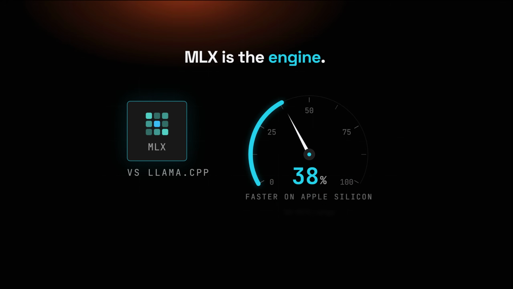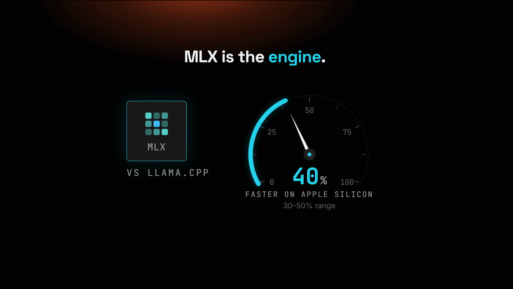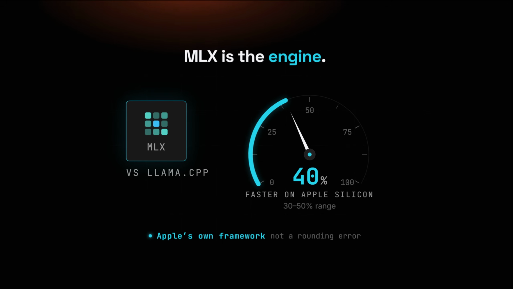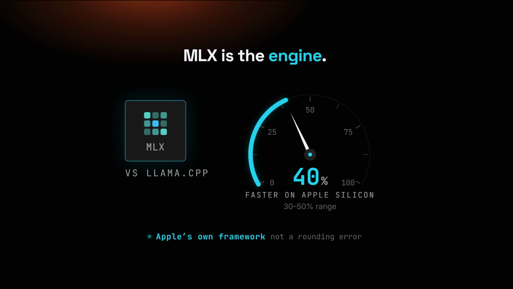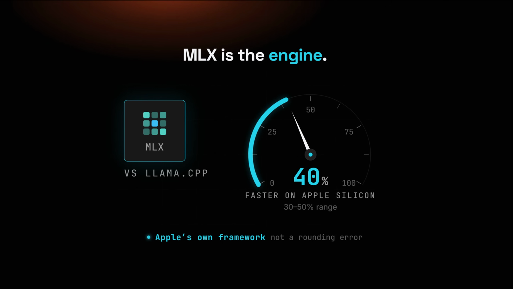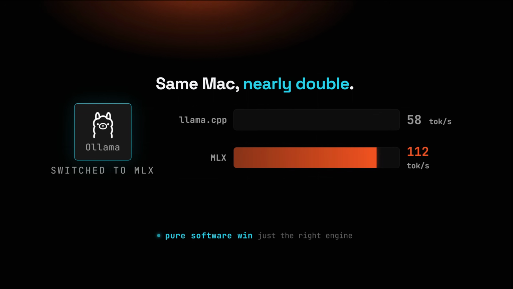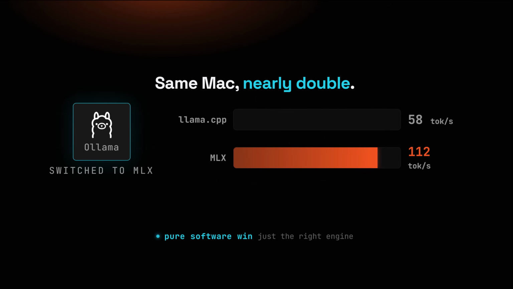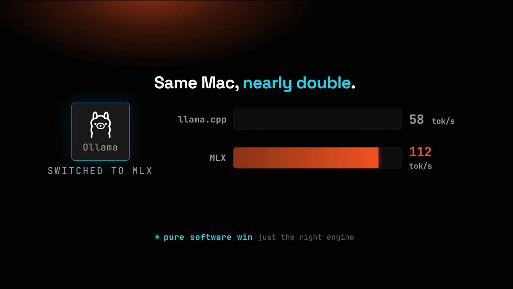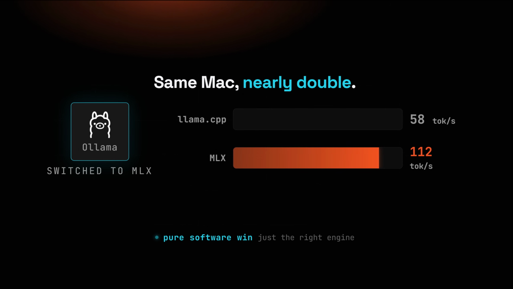On top of the hardware sits MLX, Apple's own machine learning framework, written specifically for this chip. It is the engine most of these Mac tools now run on, and on Apple Silicon it beats the usual cross-platform option, llama.cpp, by roughly 30 to 50%. That is not a rounding error. Want a concrete number? When Ollama switched its Mac backend over to MLX back in March, decoding speed on qualifying Macs jumped from about 58 tokens a second to 112. Same laptop, same model, nearly double the speed, purely from using the right engine underneath.